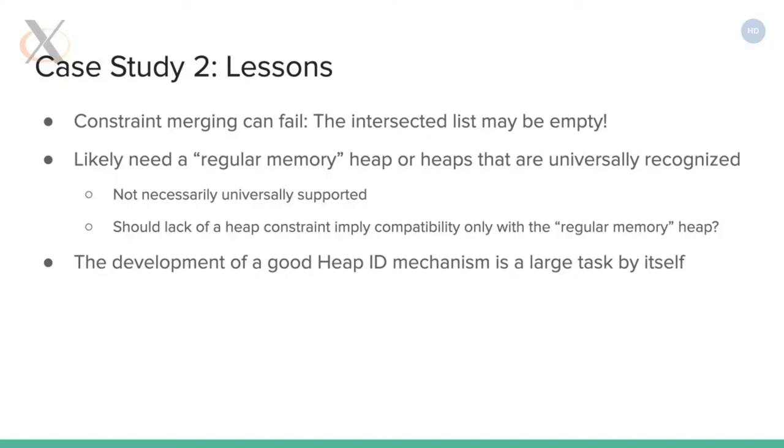There are a lot of open questions in our proposal, and I think part of what you're saying is the second point in this slide. Maybe we need some kind of regular or shareable memory heap, or in general heaps that are universally recognized. And maybe we need to be careful about combinatorial explosion if you have a lot of flags. Maybe we can come up with other constraints. Maybe not. Yeah, we need to discuss this.